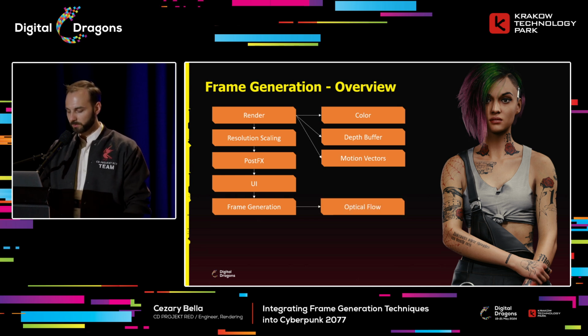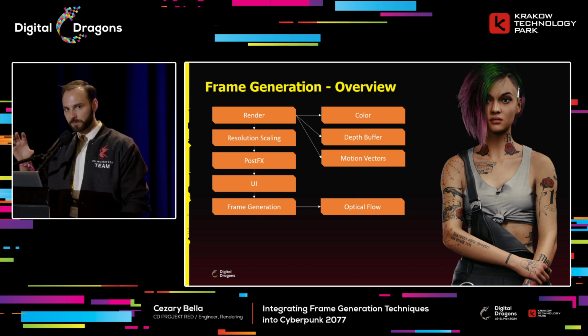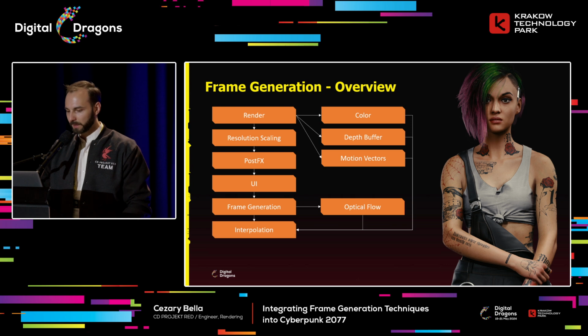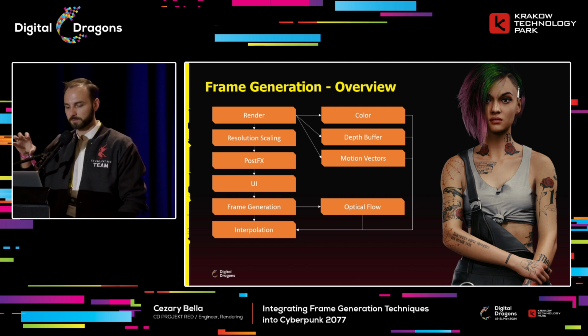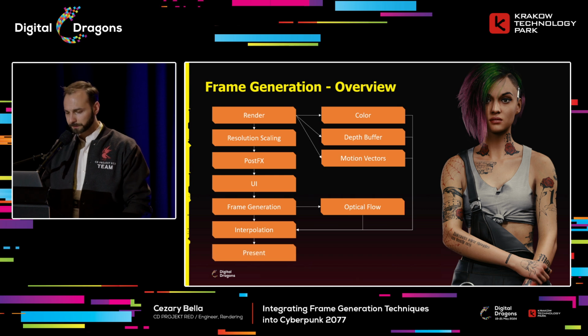Out of the frame generation, we need something called optical flow, and I'll talk about why it's really important in a second. Basically we take all of those four things: we get our color, our depth buffer, motion vectors, and the optical flow that is generated out of the frame generation itself. And we feed that into the interpolation algorithm, which is of course part of the frame generation. And then at the end of the day, we just present our frame.